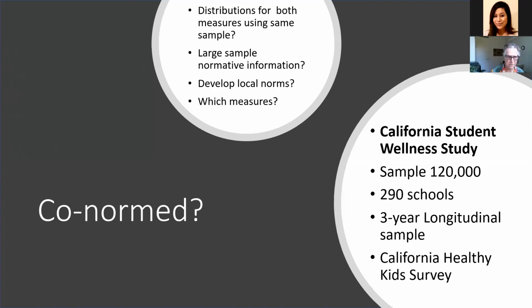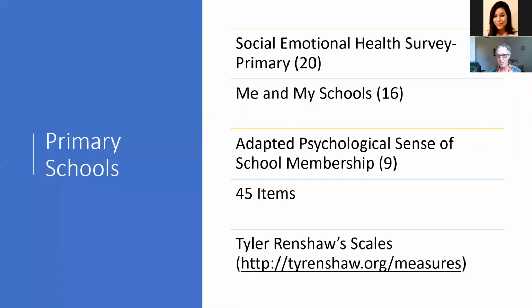Next slide, please. And then just as an FYI, we don't leave the young children out. This shows the 3 measures that we use when we're trying to measure wellness with elementary school students. So we have a junior version of the social emotional health survey. We have the Me and My School measure, which is specifically to assess distress in students 8 to 12 years old. And we've adapted a version of the psychological sense of school membership that looks at students' sense of connection to schools.